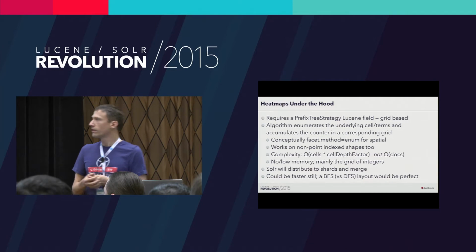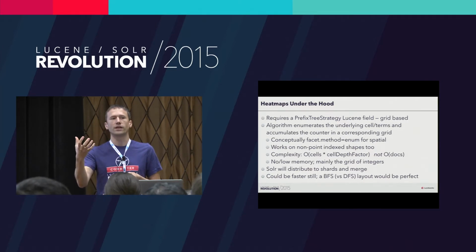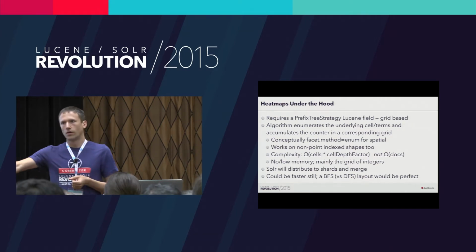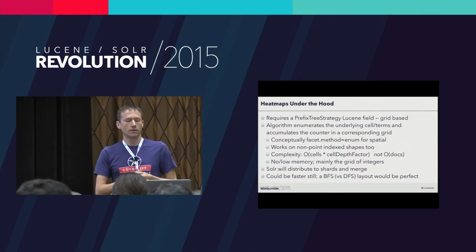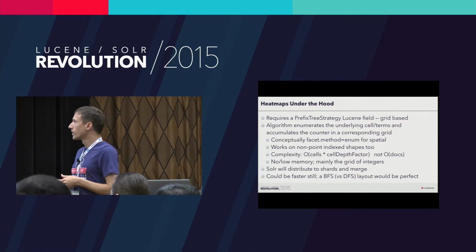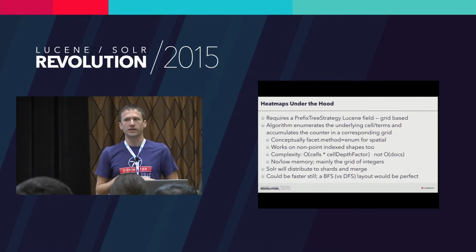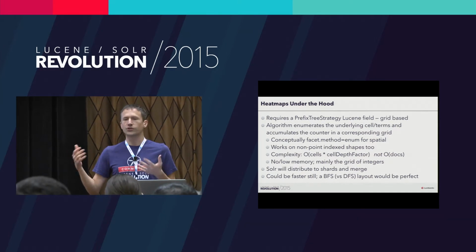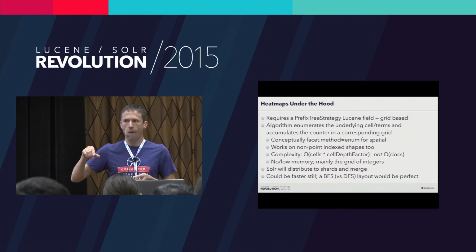Basically, the algorithm takes a region of interest that you want to generate grid counts for, and it enumerates them on disk in a row, skipping as needed, and accumulating counts. It's akin to, if you're familiar with Solr faceting, there's a facet.method, and you can switch it to enum on normal terms faceting. So this is conceptually similar, but on spatial data.